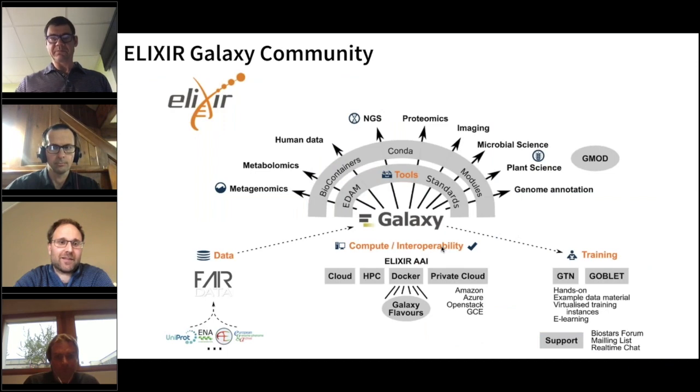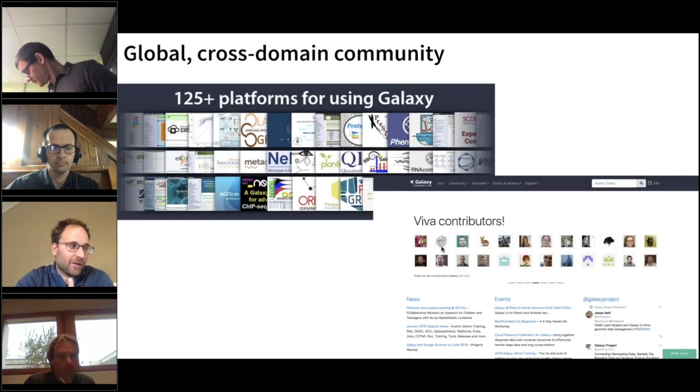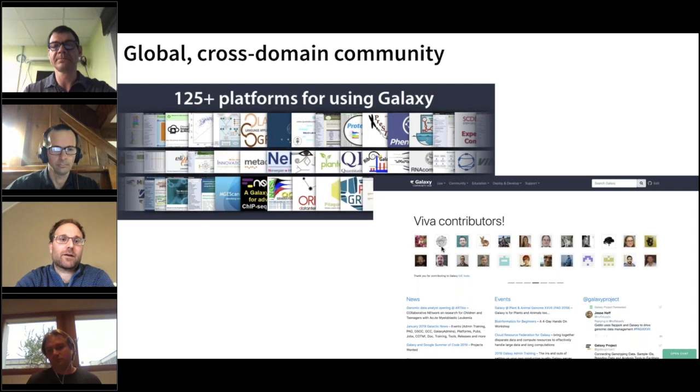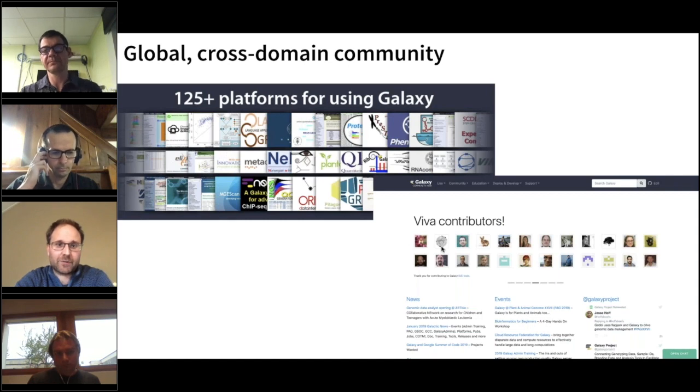This has led to an enormous amount of public Galaxies available for domain-specific research, and we have over 100 platforms, and we have hundreds of developers and contributors across the world. Also within ELIXIR, a lot of the nodes have activities in this, and that is why we started about 4 or 5 years ago an ELIXIR Galaxy community.